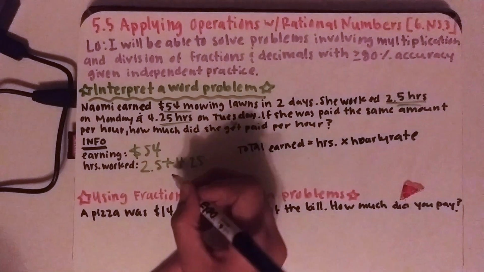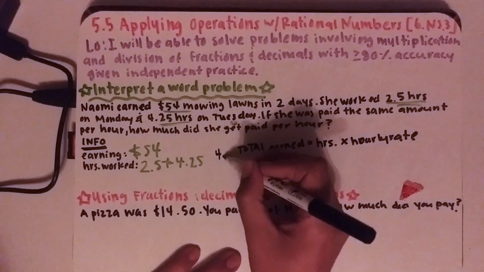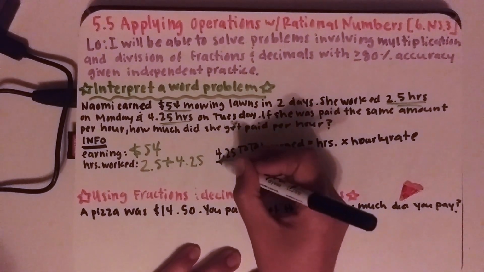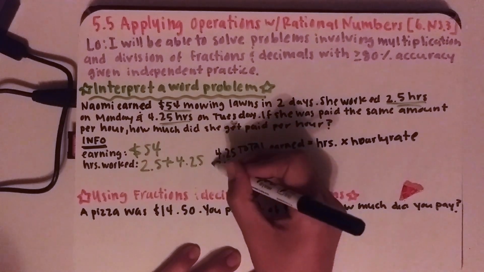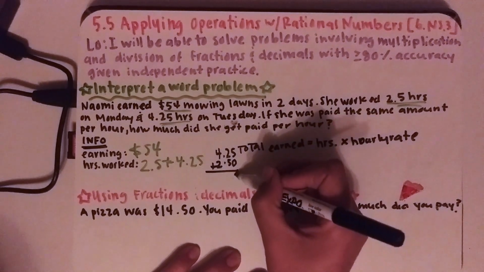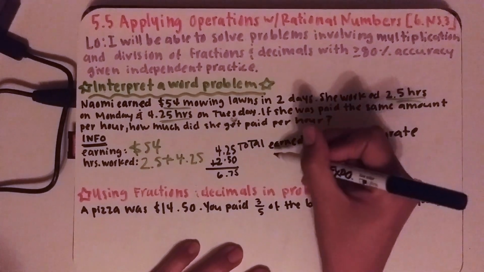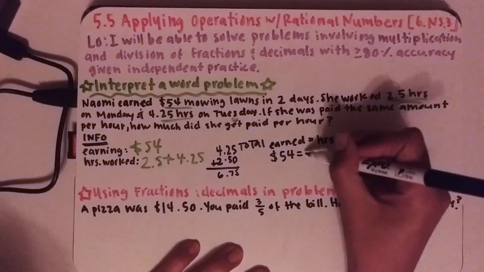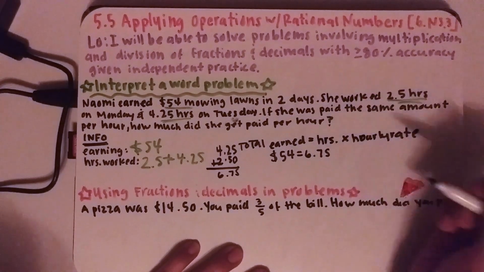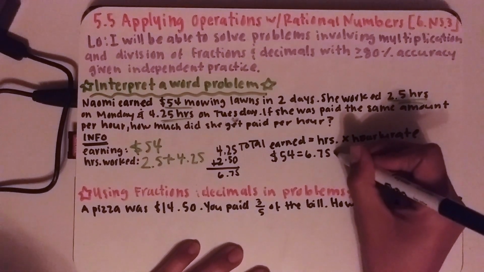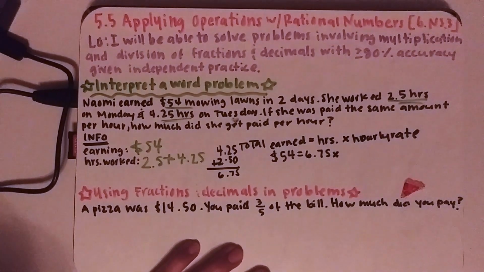We know that she worked a total of this many hours. Remember, when I add decimals together, I have to line up my decimals, so then I have that right there. And you can add a 0 here if you want to, not necessary, but you can. So that's 5, that's 7, and that's 6. So she earned $54 total. I know that. And then she worked 6.75 of an hour, and I don't know how much she's getting paid. So I'm going to put that as X because I don't know how much she's getting paid.